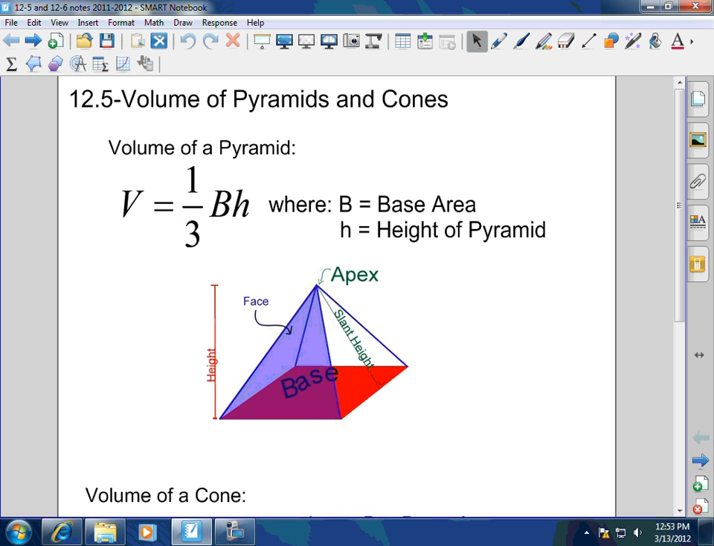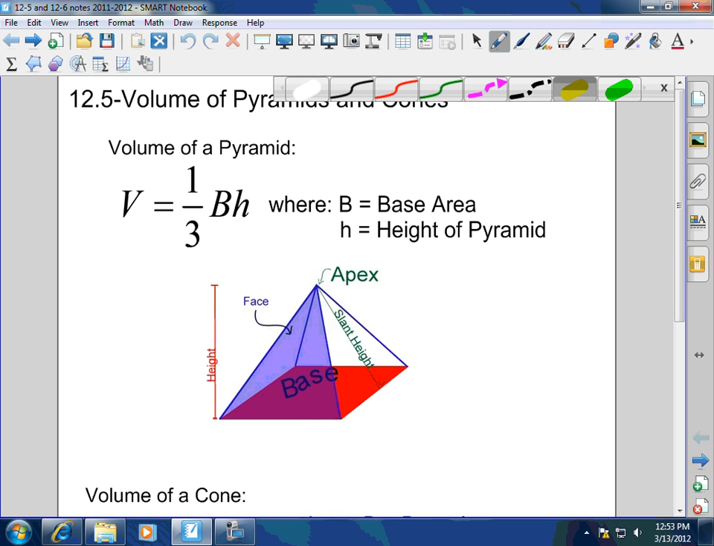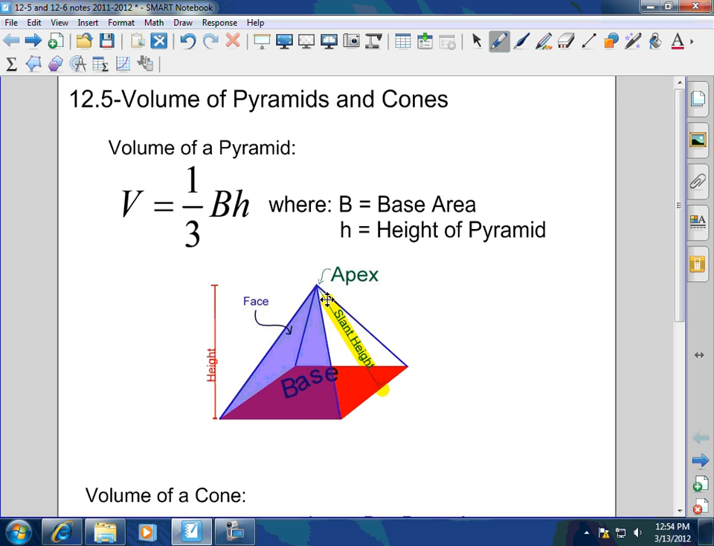And of course, here I have a pyramid for you where it identifies the slant height, the apex or the vertex, the face in blue, and the height of the complete figure, which goes from apex all the way down to the center, just to give you another glimpse of how to label a pyramid. Now that same exact formula is what you're going to use for a cone also.